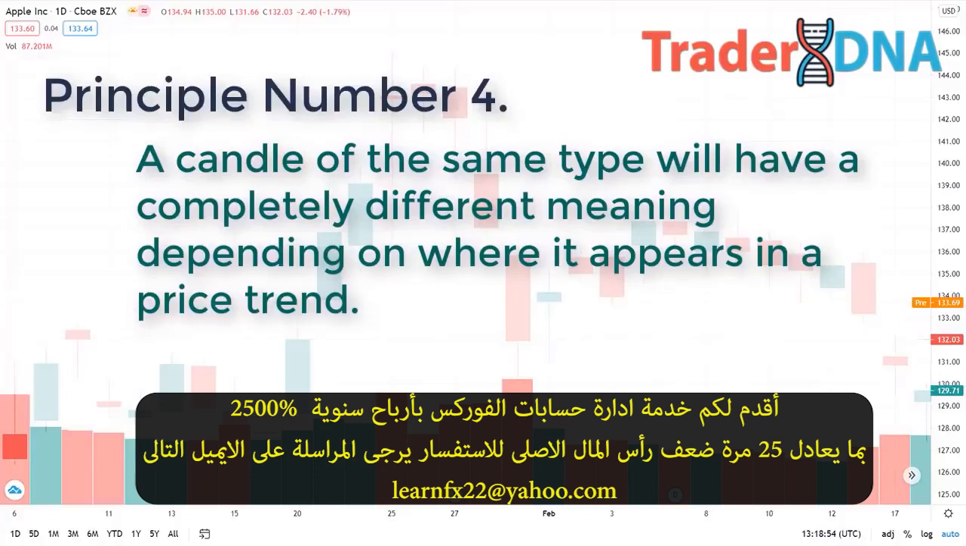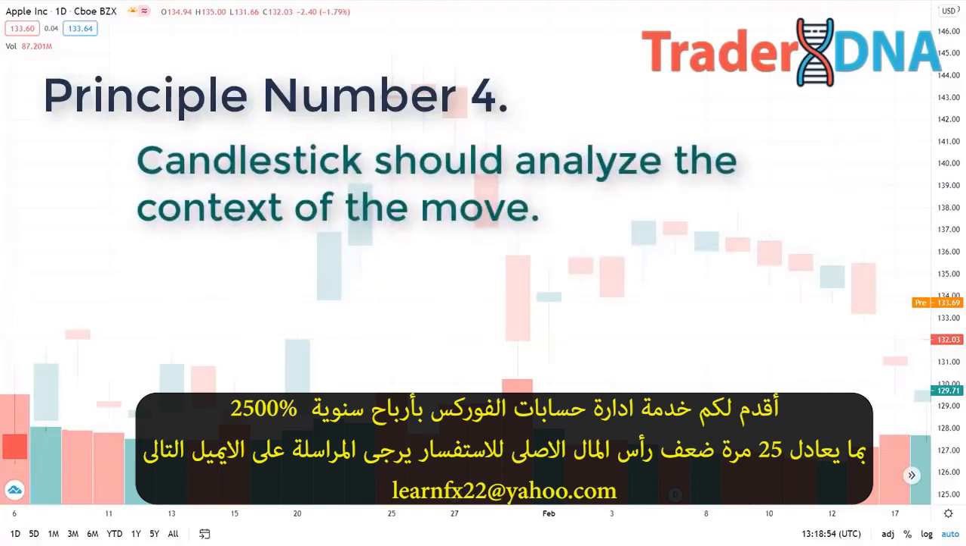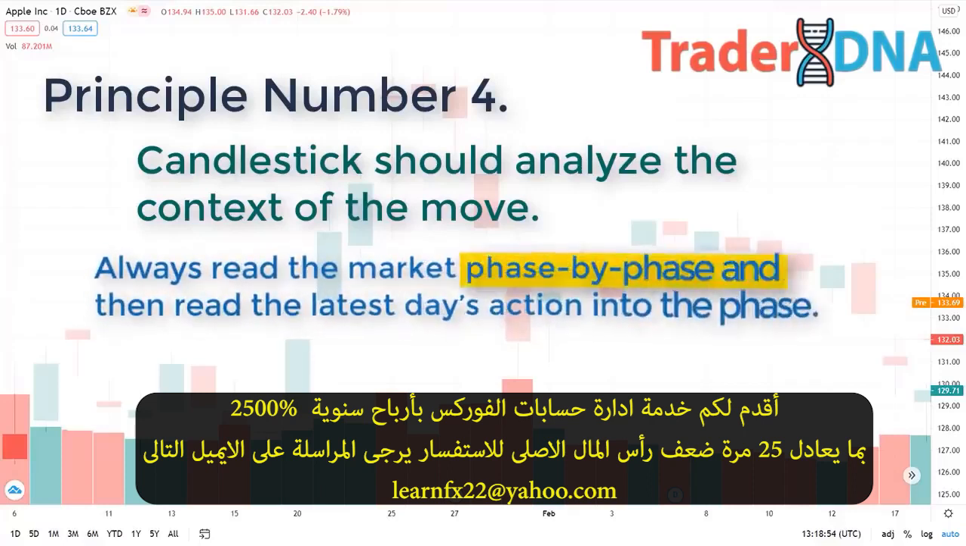Start of trend, or middle of the trend, or end of the trend, or its support or resistance, or in the consolidation phase. Candlestick should analyze the context of the move. You should never try and read the market looking at one day's action in isolation. Always read the market phase by phase, and then read the latest day's action into the phase.